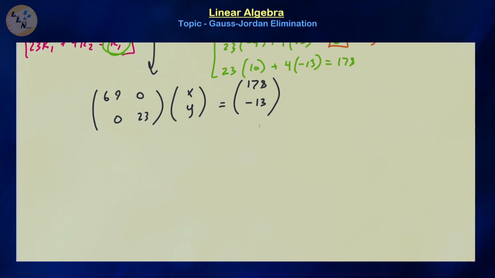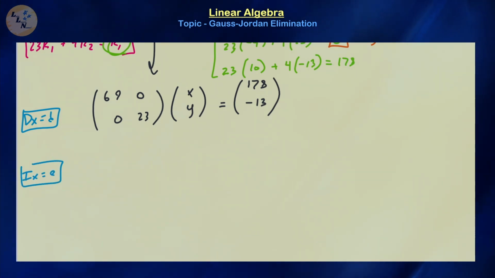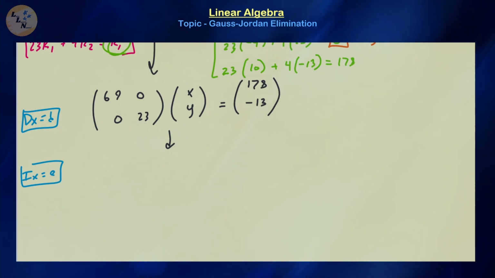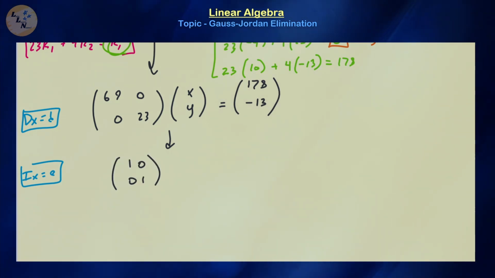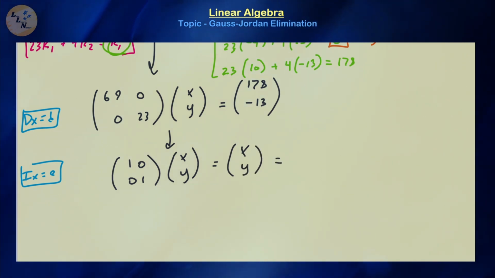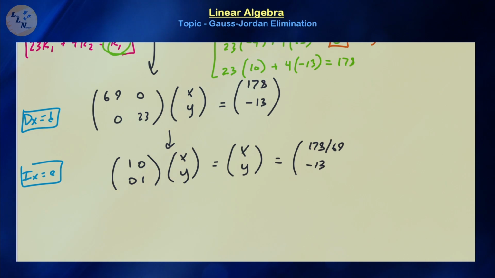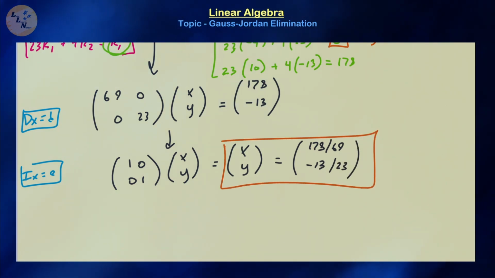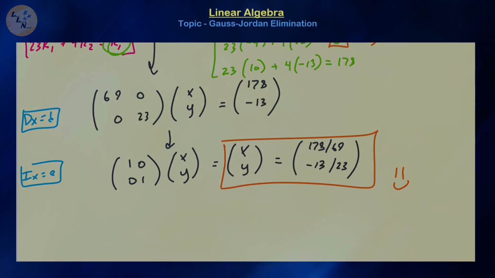Now that we have a diagonal system, we can divide by the diagonal entries. Right now we're in Dx is equal to d form. Now we're going to put it into Ix is equal to e form by dividing by the diagonal entries. That gives us [1, 0; 0, 1] times (x, y), which is just (x, y), and that is equal to (178 divided by 69, negative 13 divided by 23), and that is the solution to the original system via Gauss-Jordan elimination.